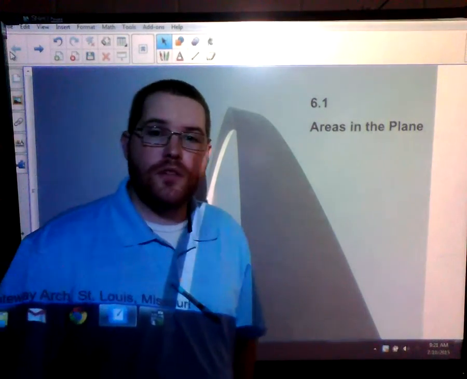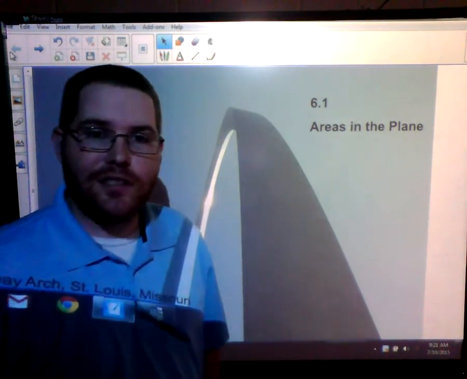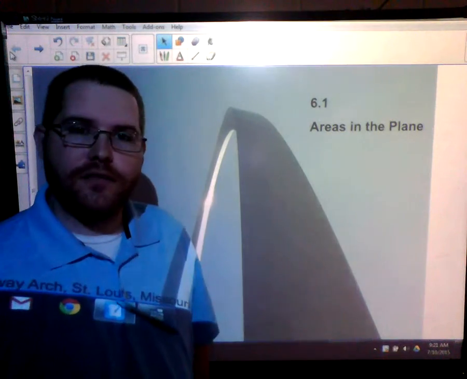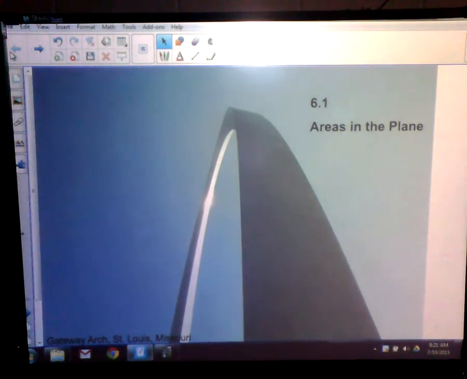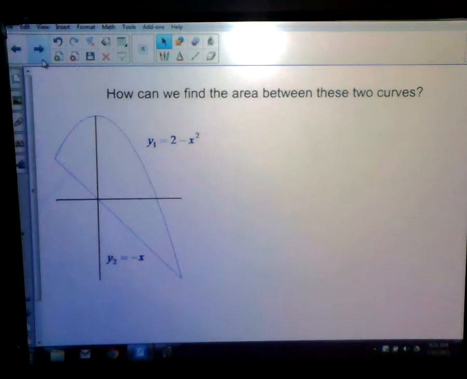Hello everyone, welcome to the first section in the last chapter. This is chapter 6, all about areas and volumes. So today we're going to talk about areas in the plane. How do we find the area between two curves? That's what 6.1 is all about, finding the area between two curves.